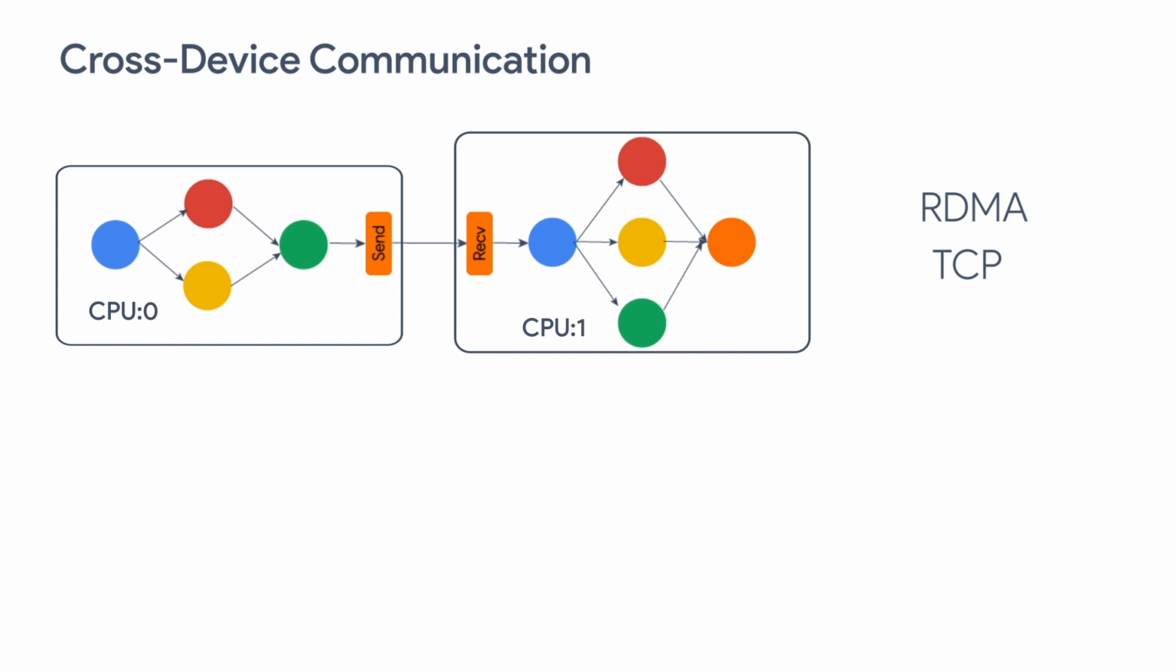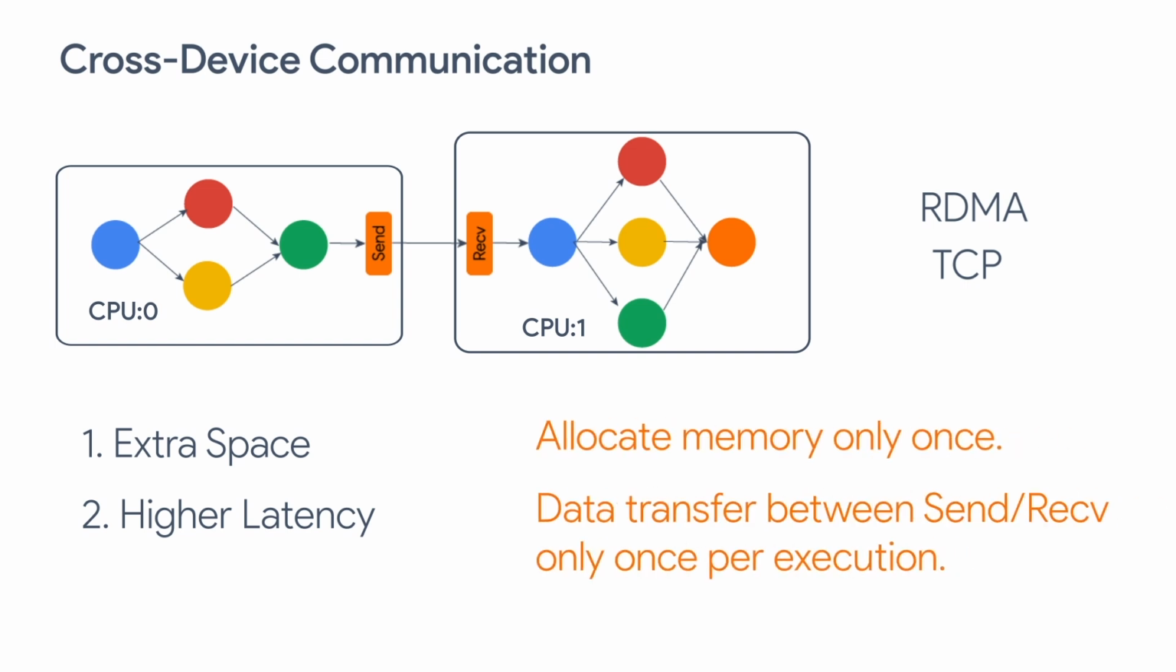These two extra nodes create two problems. Problem 1 is that they will require extra space, and problem 2 is that they will increase the latency time of execution since the cross-device communication is often slow. To solve these two problems, TensorFlow forces all users of a particular tensor on a particular device to use a single receive node. This ensures that data for the needed tensor is only transmitted once and the memory for the transferred tensor on the destination device is only allocated once.